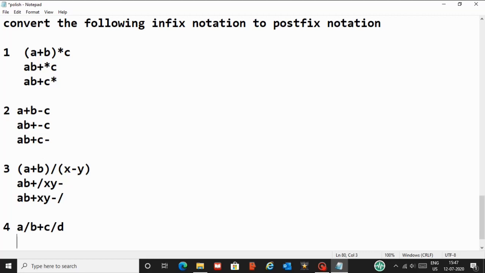Both are divisions, so whichever it is, it is left associative, so I need to do first A by B, and then C by D, and then the plus. Correct? Please try doing it.